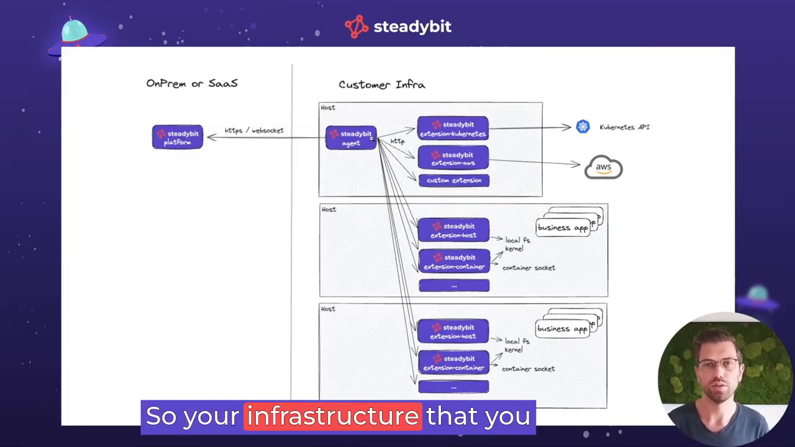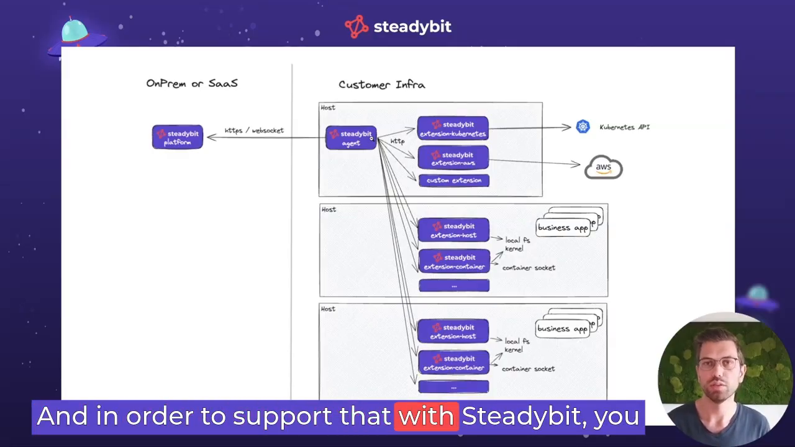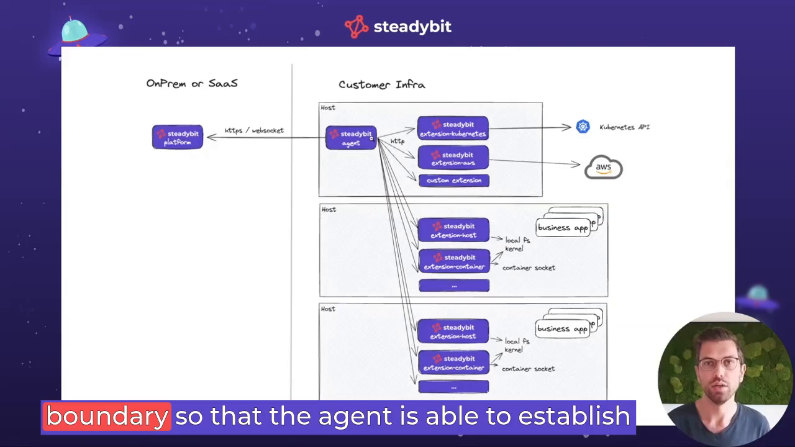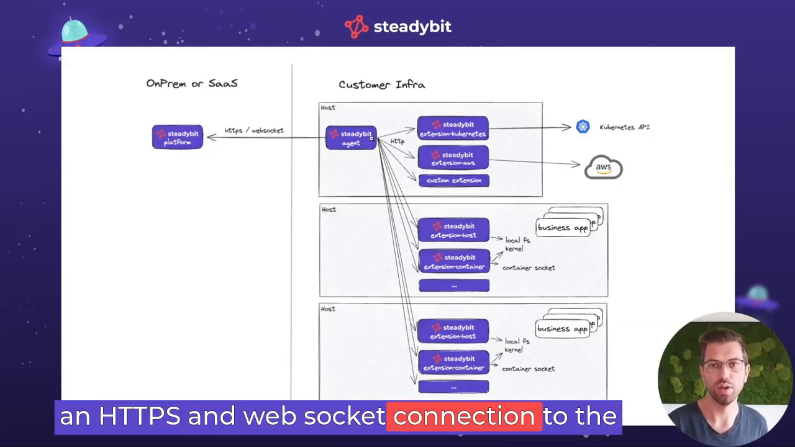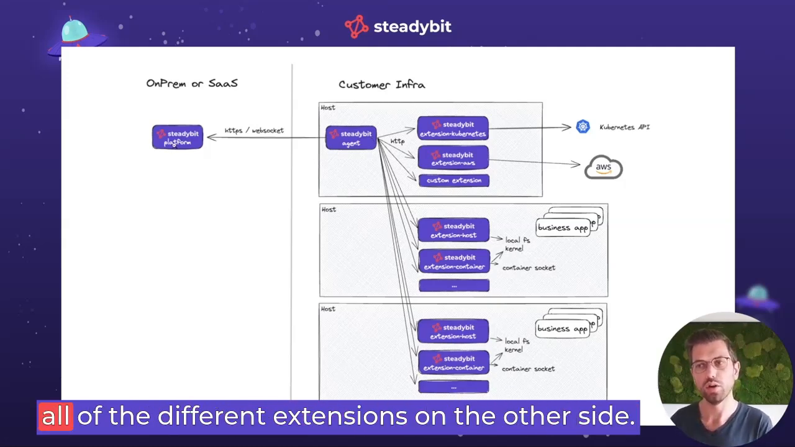So your infrastructure that you want to test, your system under test. In order to support that with Steadybit, you need to install an agent only once per network boundary, so that the agent is able to establish an HTTPS and WebSocket connection to the Steadybit platform on the one side and also to all of the different extensions on the other side.